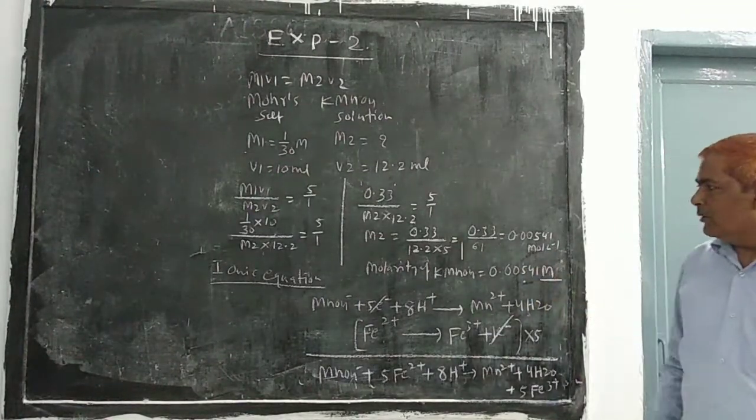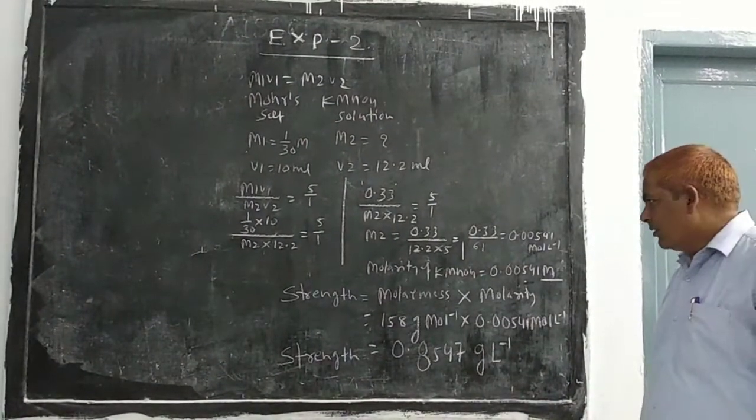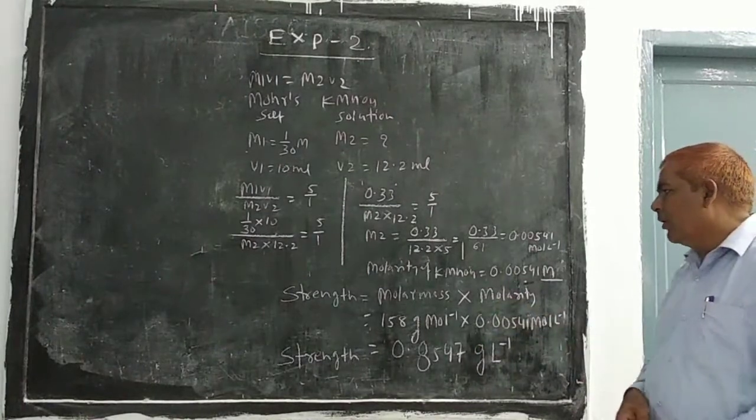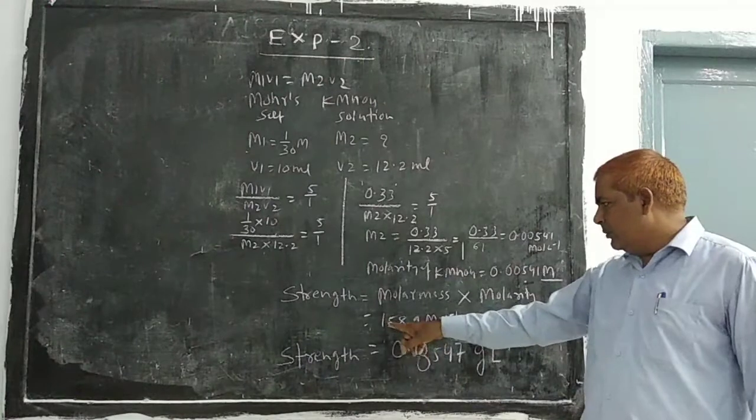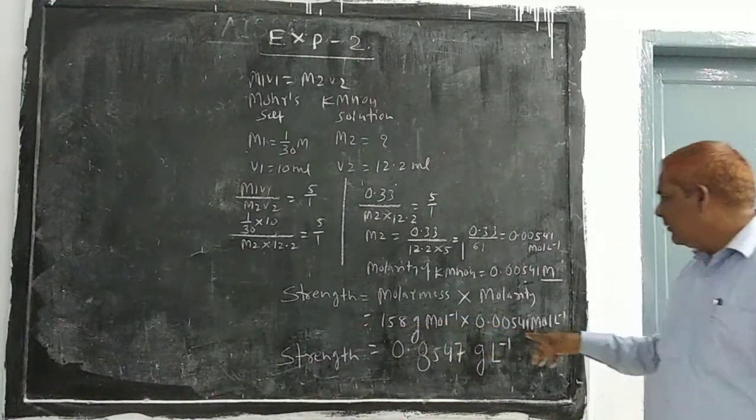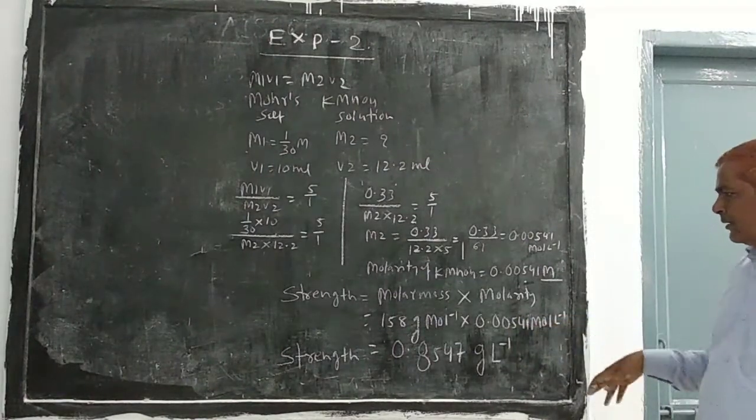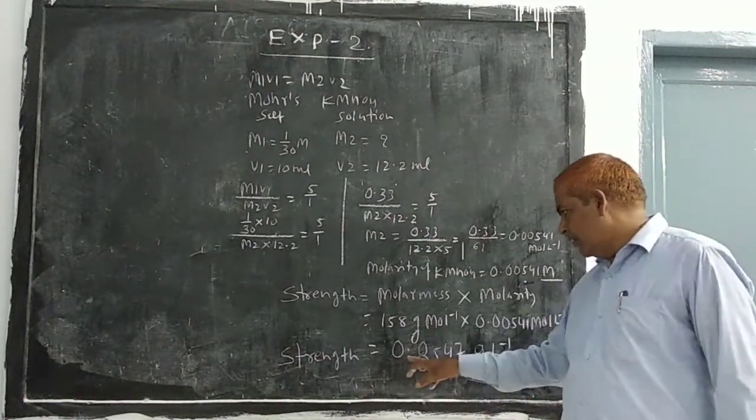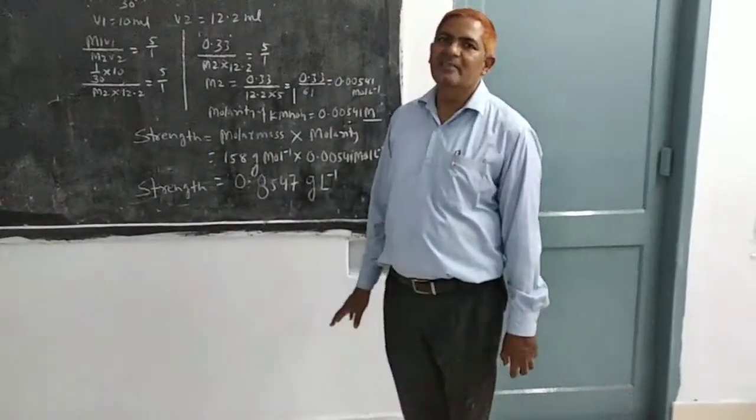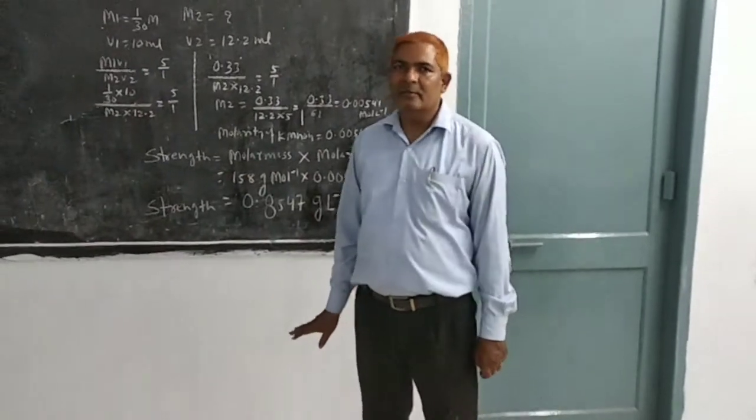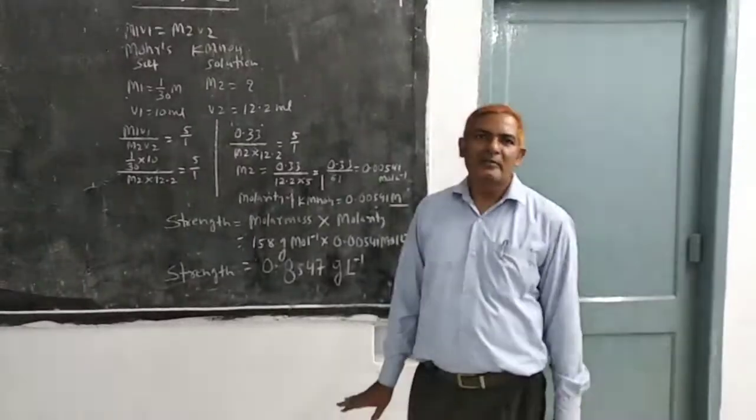Okay, now going to calculate the strength. Strength equals molar mass into molarity. Molar mass of KMnO4 is 158 gram per mole, and molarity already calculated is 0.00541 mole per liter. After calculation, strength equals 0.8547 gram per liter. This is the overall discussion of experiment number 2.